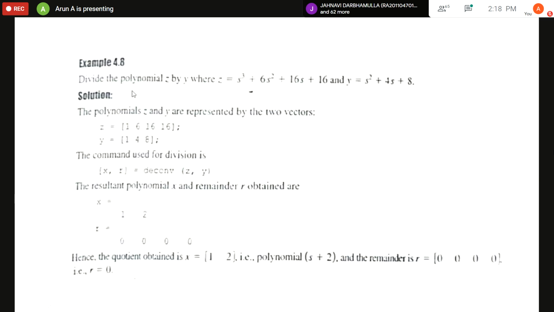The question is divide the polynomial by s. Okay, they clearly mention in the question what you have to add or subtract will be clearly mentioned in the question. Only thing is it's a mathematical question. Okay, so the command is this. We have already seen. Yes.